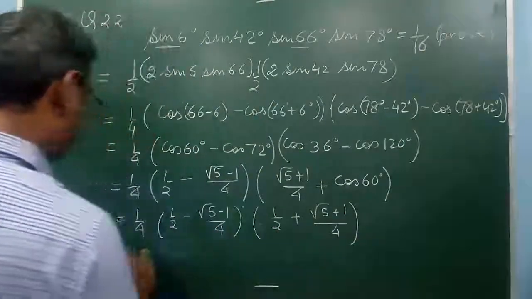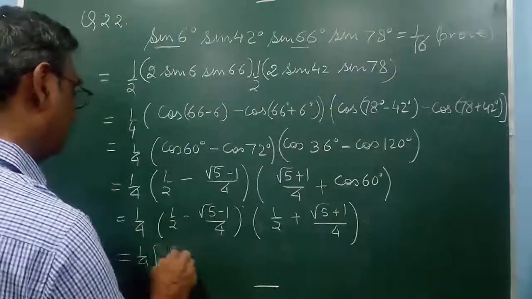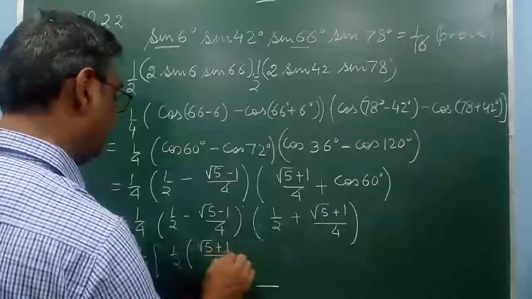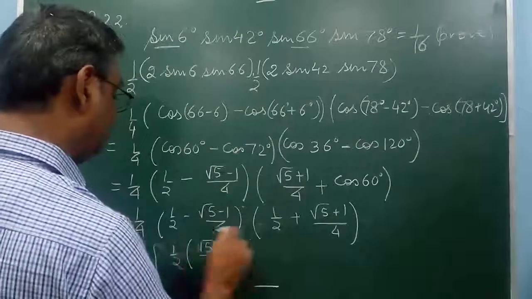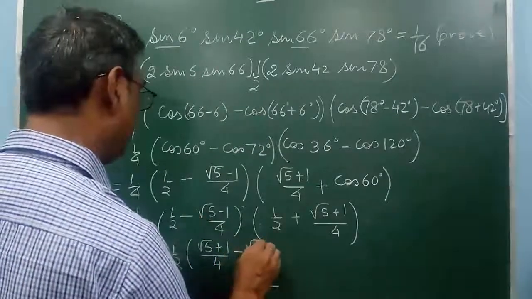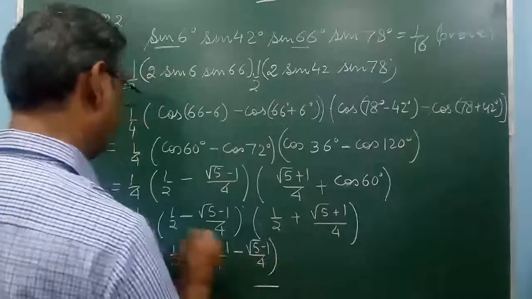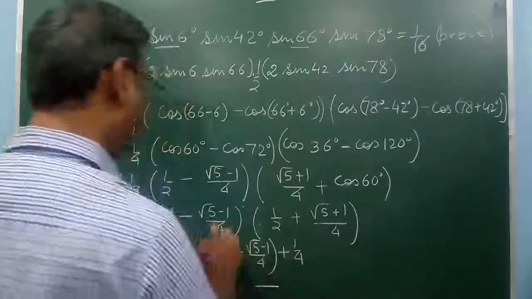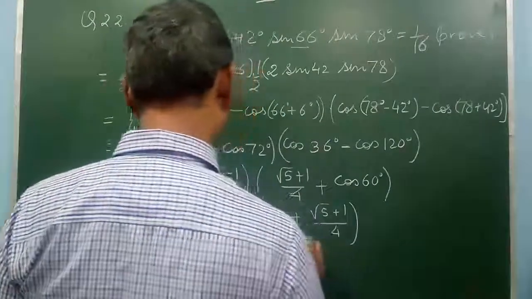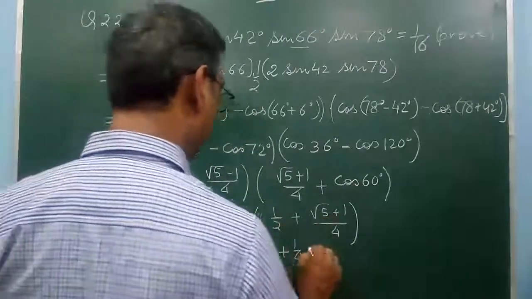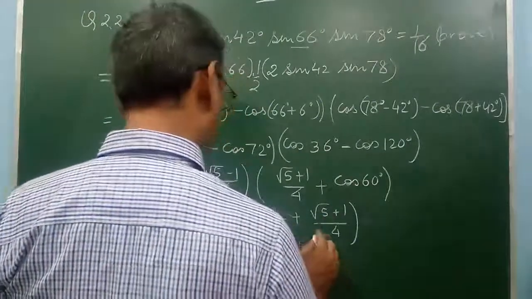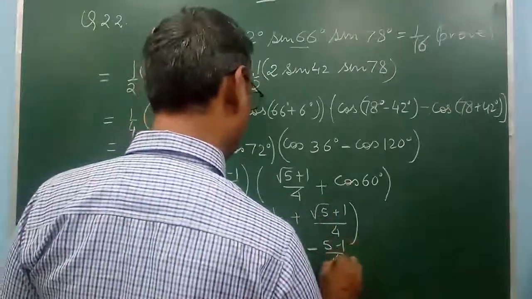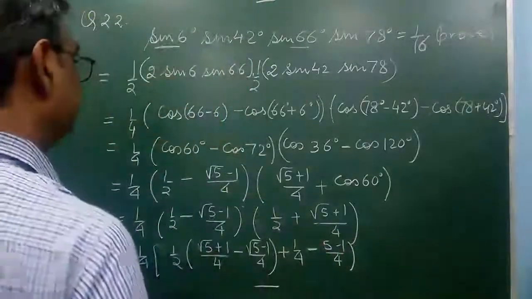When we multiply, this 1 by 2 will be coming out. This into this means (root 5 plus 1) by 4, and this into this minus (root 5 minus 1) by 4. This into this we have got. So what is left then? 1 by 4 is left, and this into this is left, meaning minus (root 5 minus 1) into (root 5 plus 1) is (5 minus 1) by 4, this one.